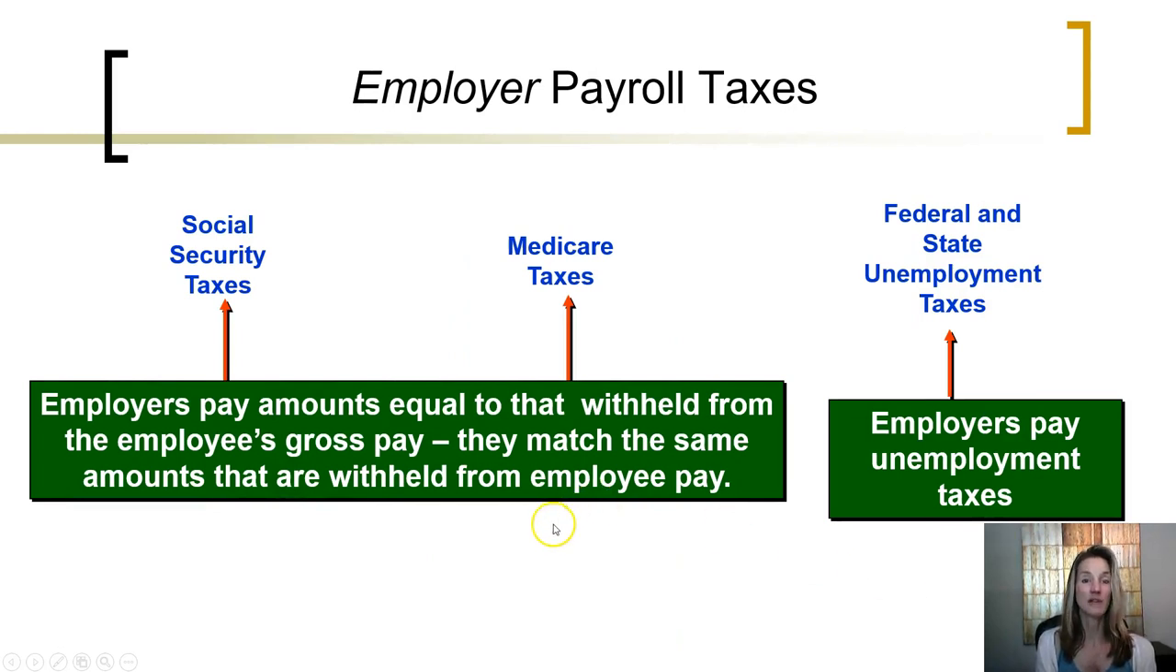In addition to all the liabilities related to employee withholdings, the employer will also have to pay their own payroll taxes. Employers match the amount of Social Security and Medicare taxes paid by employees, and they pay those same amounts to the federal government. In addition to the matching of the Social Security and the Medicare taxes, they also have to pay federal and state unemployment taxes.